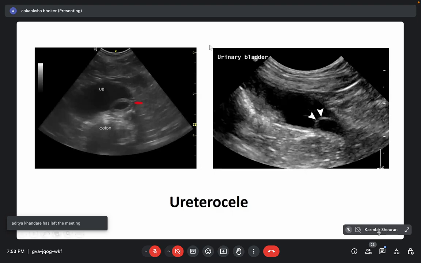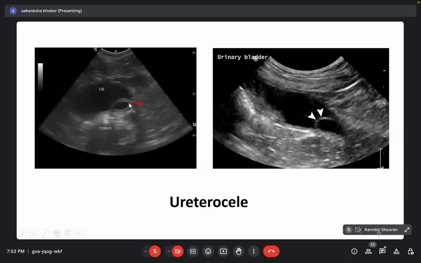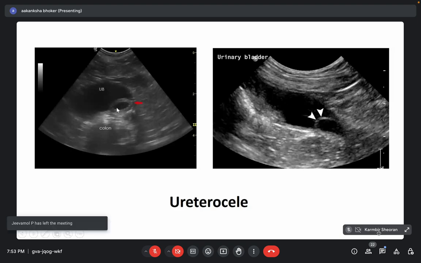Now this is ureterocele. Ureterocele means it is a focal dilatation of the ureters. We all know that the ureters enter at the dorsal aspect of the bladder. So this is the dorsal aspect of the bladder, and generally ureters will be very thin. We cannot see them this distended. This one has a thickened wall. So this is an example of ureterocele.